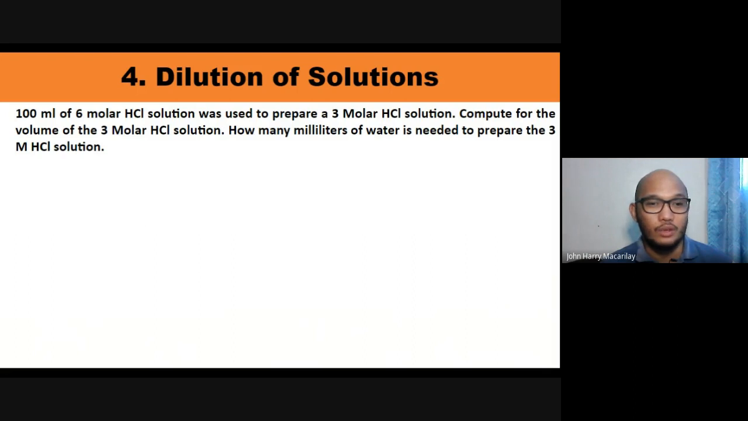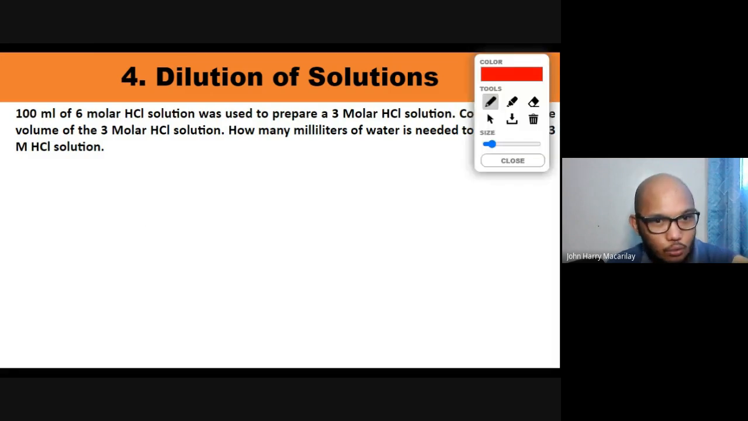using your C1V1 equals C2V2. So 100 ml of 6 molar hydrochloric acid solution was used to prepare a 3 molar hydrochloric acid solution. Compute for the volume of the 3 molar hydrochloric acid solution. How many milliliters of water is needed to prepare the 3 molar hydrochloric acid solution? So what are our givens here? So you have now the formula C1V1 equals C2V2.